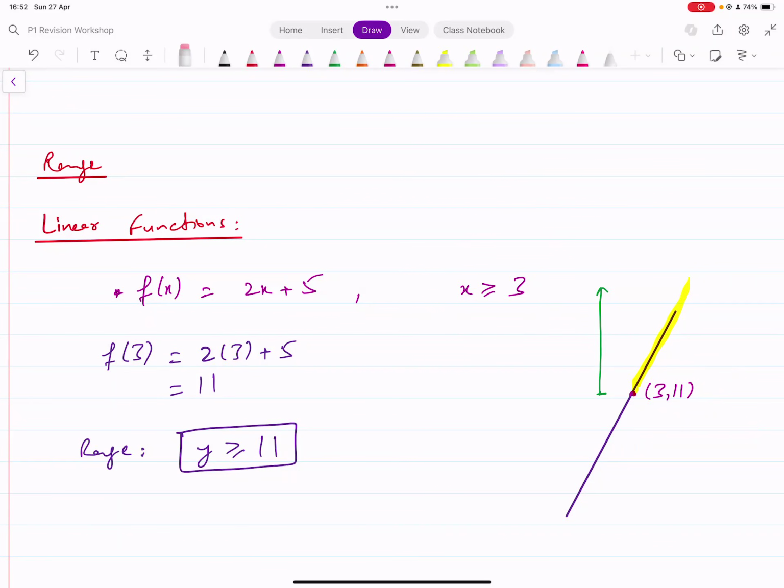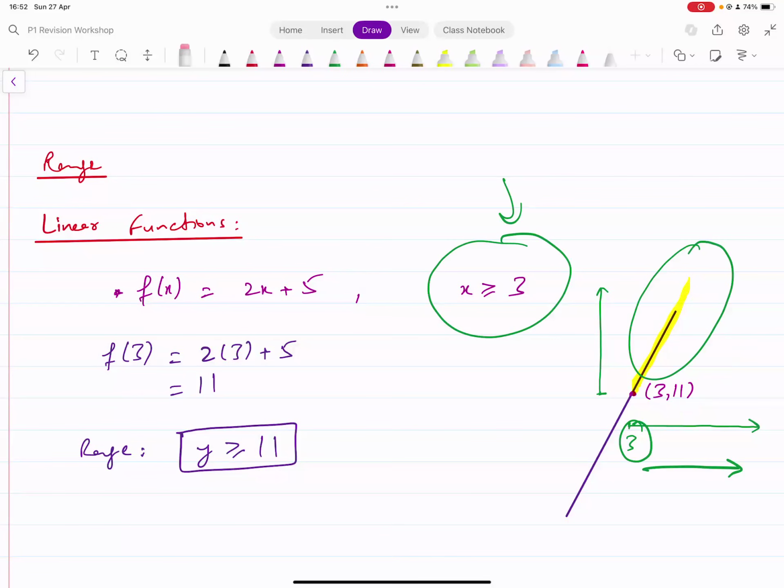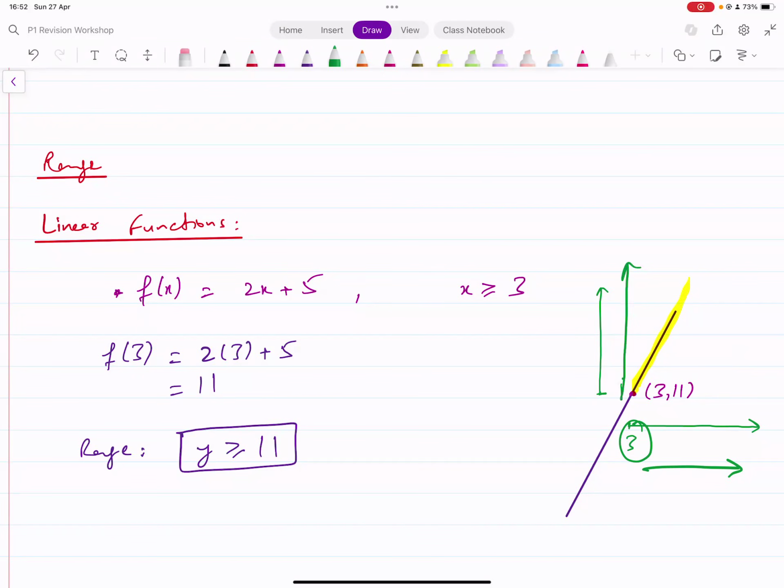Now, if you have 3 here, which side of this function is going to be valid? The right side. So look at the graph. This is the part of the function that is valid, the yellow part. So what's the range going to be? Range is the values of y on the vertical axis, how much you can go up and how much you can go down. On the right side here, in the upwards direction, you can say the values of y are always greater than or equal to 11. So that's the range of this function.